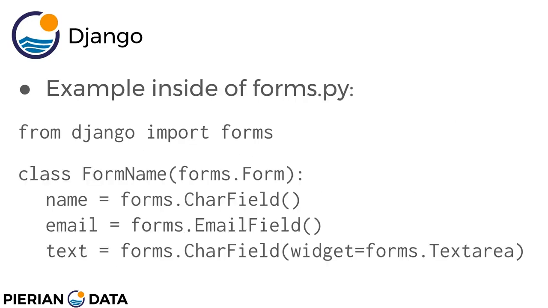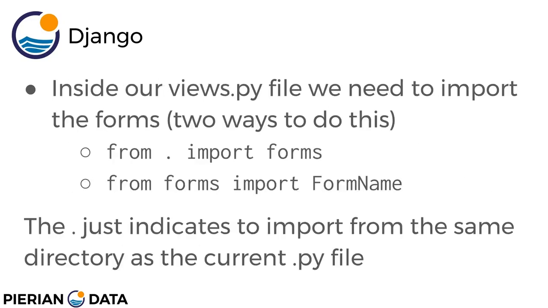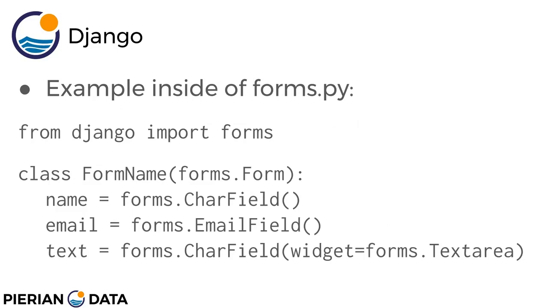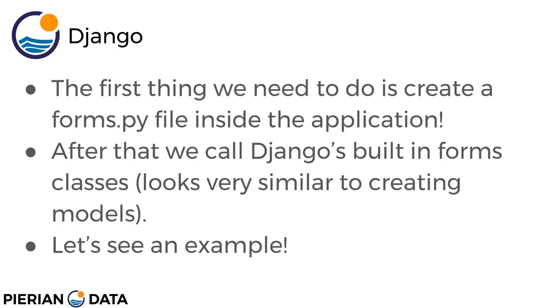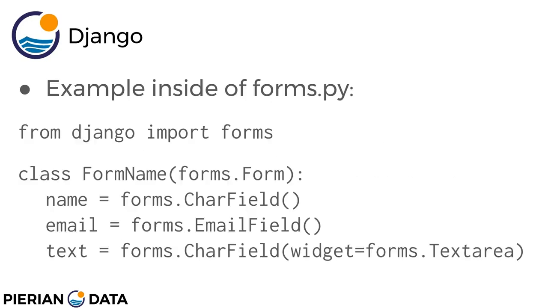Okay, so let's actually walk through the steps you would have to take in order to create a form on your website from your web application. And the very first thing you need to do is actually create a forms.py file inside your application. Just like we previously created a urls.py file inside the application, we have to create a forms.py file because it doesn't come standard. After that, we call Django's built-in forms classes, and this looks very similar to creating a model in Django. Let's see an example of this.